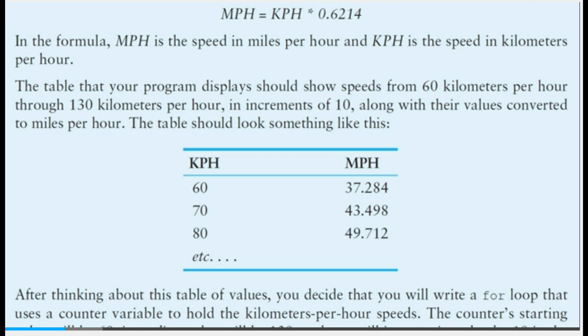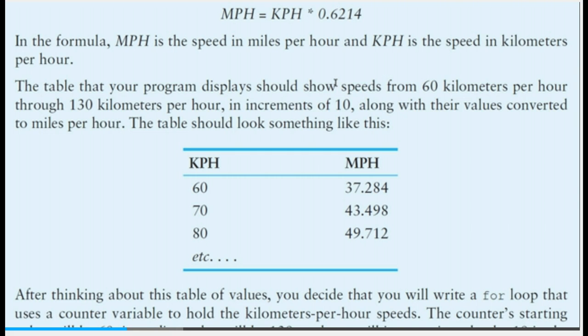In other words, you'll display 60 kilometers per hour, 70 kilometers per hour, 80 kilometers per hour, and so forth. And you'll simply display the speed in kilometers per hour, and then you'll display what that speed is when it is converted to miles per hour. And the tutorial gives you the formula to do the conversion. You simply multiply the kilometers per hour times 0.6214, and that gives you the miles per hour.